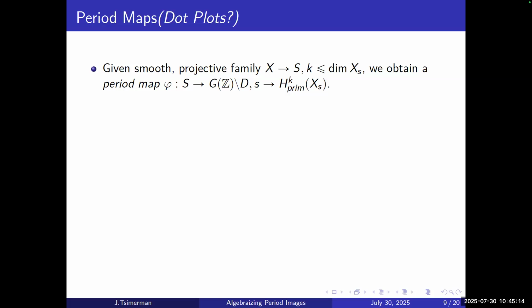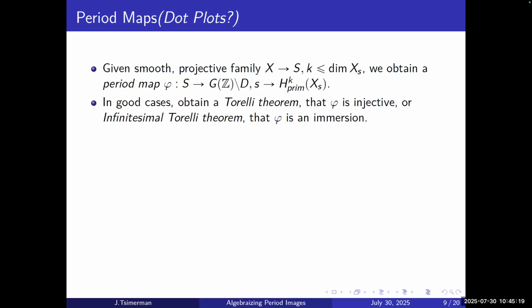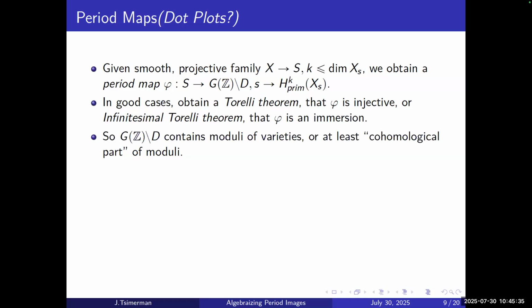You get this sort of analytic map from this algebraic variety to this non-algebraic complex space. And in good cases, when you have a Torelli theorem, this map is actually injective. And even when you don't, you might have infinitesimal Torelli theorems, which tell you this map is an immersion or something very close to an immersion. So you can really study your space via its image inside D mod GZ. So it contains a lot of moduli varieties, and even when your map is not injective, the image in D mod GZ tells you everything the cohomology can tell you. It records the cohomological part of your moduli.